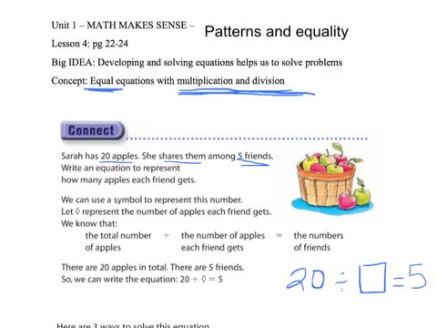So let's take a look here. We could use a symbol to represent the number. We chose a box. They have a diamond. We know the total number of apples is 20. The number of apples each friend gets is the number we don't know, and the number of friends that she's dividing them by is 5. So here's our equation. 20 divided by something equals 5.